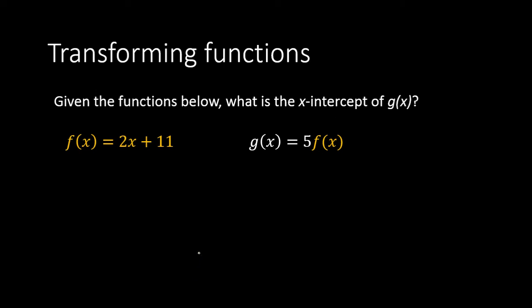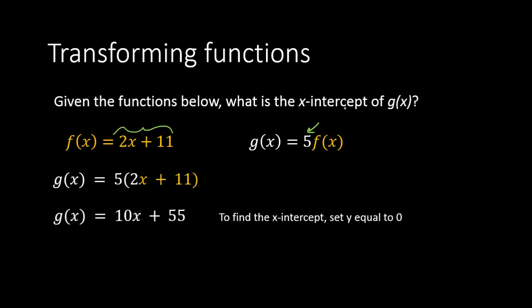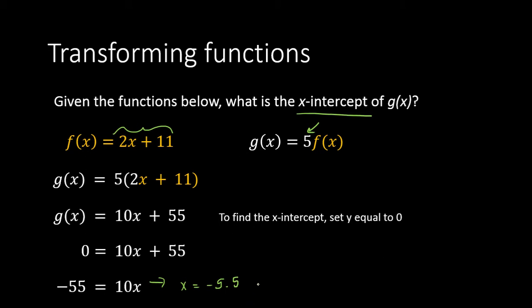Let's do another one. Given the function below, what is the x-intercept of g of x? So I've got my f of x, I've got my g of x. G of x is 5 times f of x. So I'm going to take 5 times 2x plus 11, and simplify. I want the x-intercept, so I set y equal to 0. So 0 equals 10x plus 55. Solve for x. So x equals negative 5.5. Very cool. So for my transformed function, my x-intercept is negative 5.5.